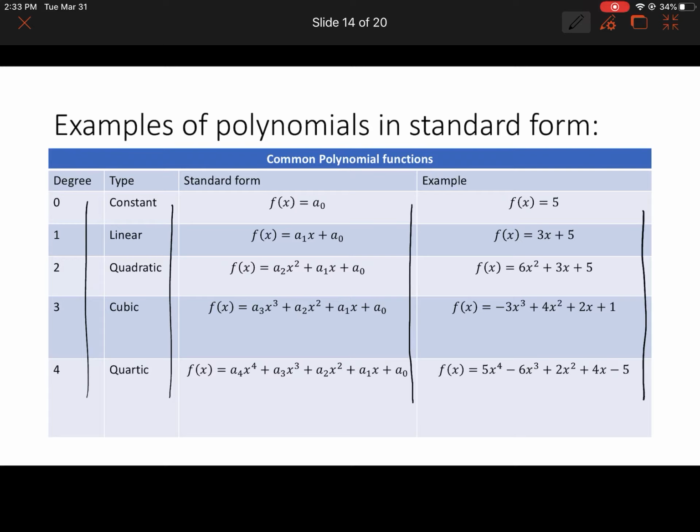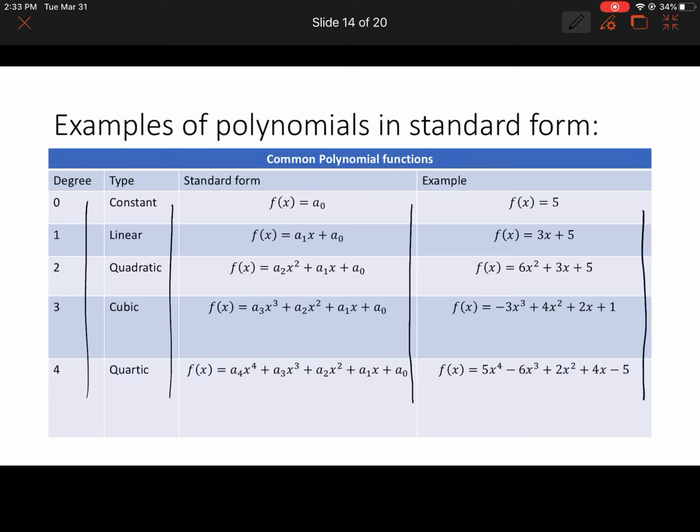Okay, so a polynomial of degree 0 is actually called a constant function. Okay, this just means that your function is equal to a value. Okay, not an x, not a variable, just a value. Okay, and it could be any value. It could be 5, 0, 3, whatever. Okay, it could be pi if you want it to be.